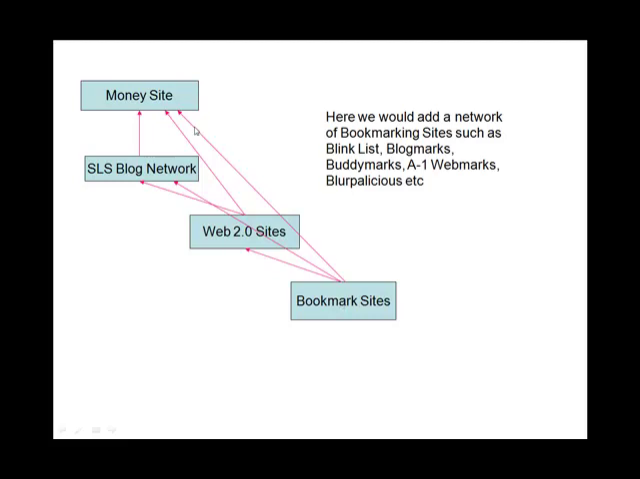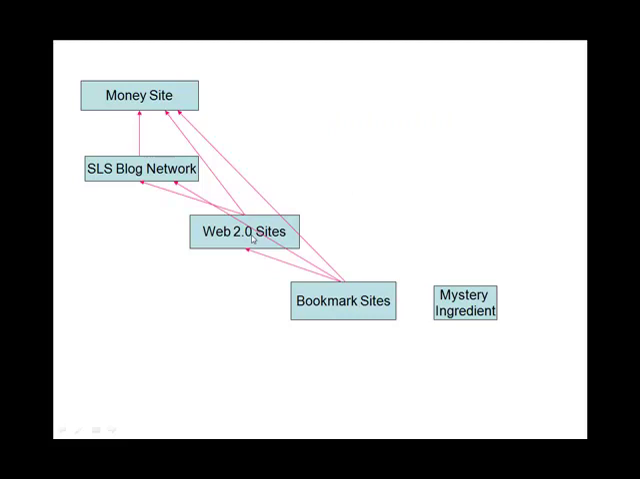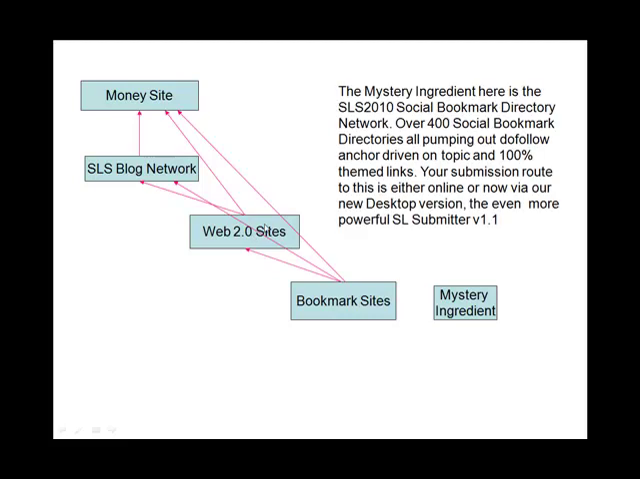It shows you actually that they can all support each other. So the bookmark sites can actually support all three above it. We then have underneath it what we call our mystery ingredient. Well, it's not really a mystery ingredient at all, really. It's our SLS 2010 Social Bookmark Directory Network.